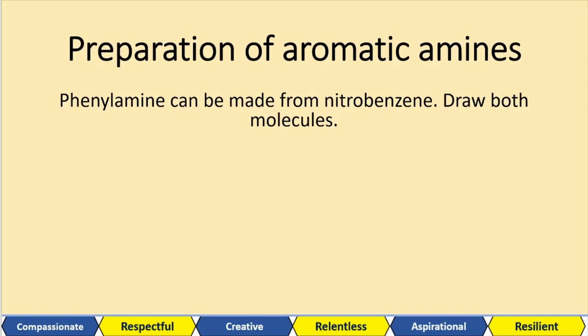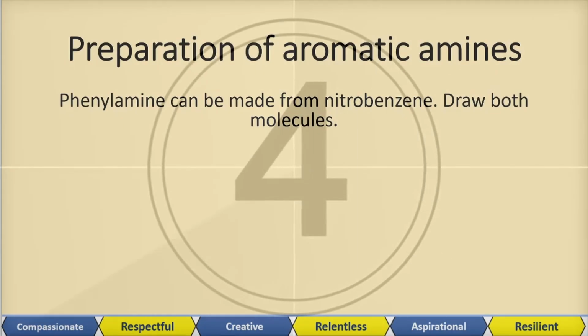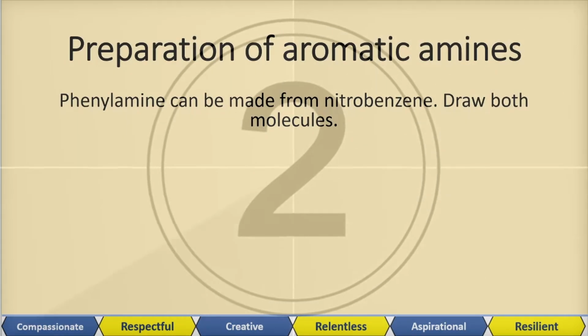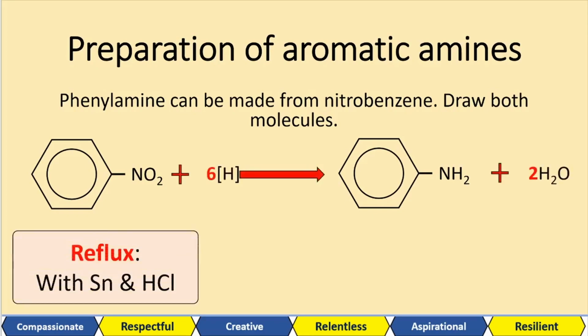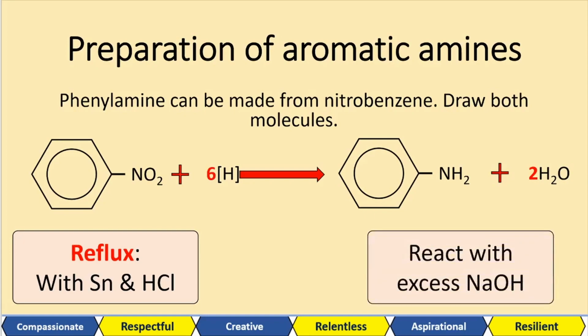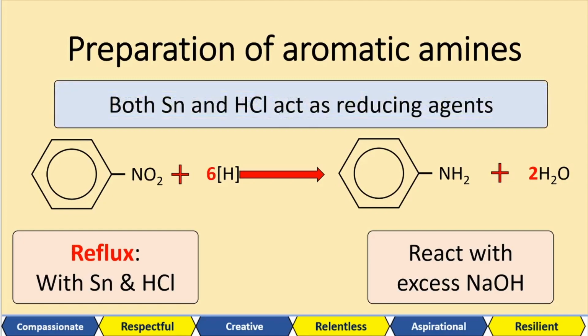So let's look at how we prepare aromatic amines. Phenylamine can be made from nitrobenzene. First, try and draw both of these molecules. So that's what nitrobenzene looks like, that's what phenylamine looks like. First thing you have to do is reflux with tin and hydrochloric acid and react with excess sodium hydroxide. And both tin and hydrochloric acid act as reducing agents.